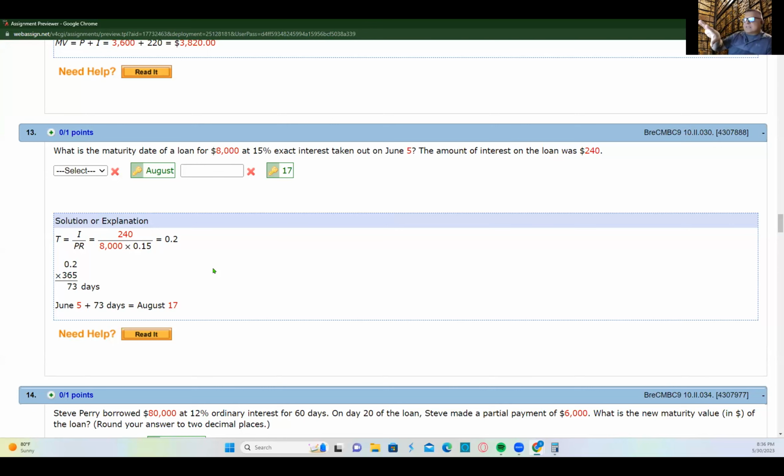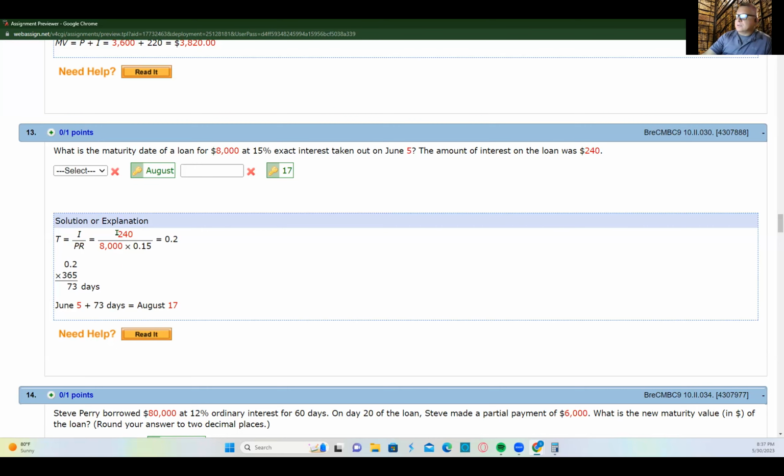Now, look at number 13 here. They give you principal, they give you rate, and they give you interest, right? They don't give you time, and that's the one thing you need to figure. Once again, we manipulate that interest is equal to principal times rate times time. We manipulated that formula to come up with time is equal to interest divided by principal times rate.